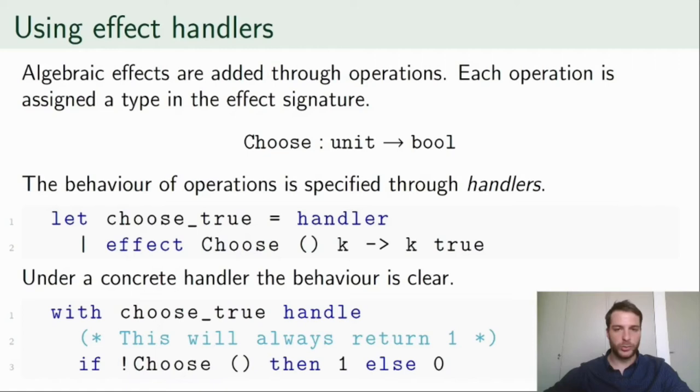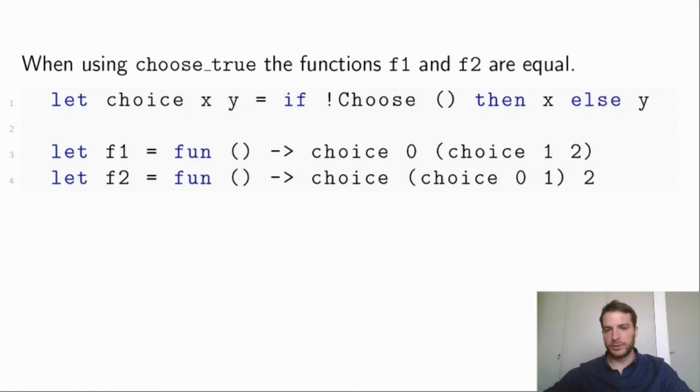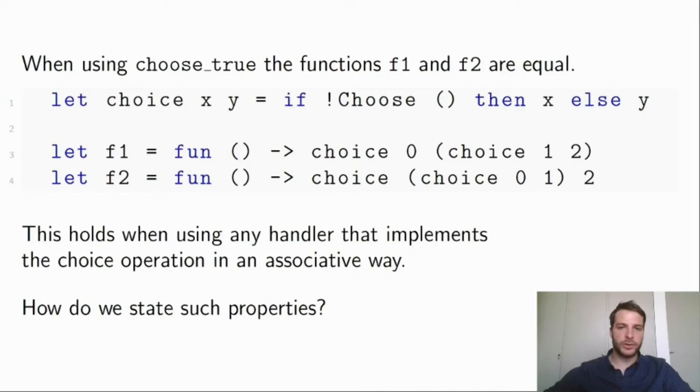And for a slightly more interesting example, if we build a function choice that returns one of its two arguments, where the selection is again done by choose, we can again use the handler that always returns true, and in that case, choice always chooses the left argument, so the functions f1 and f2 are equal, since they both always return 0. They're also equivalent in a broader sense. Every handler that results in an associative implementation of choice results in f1 being equivalent to f2.